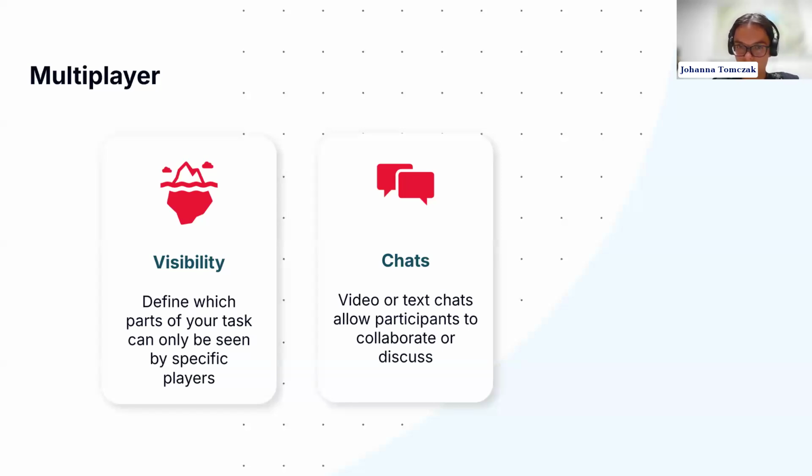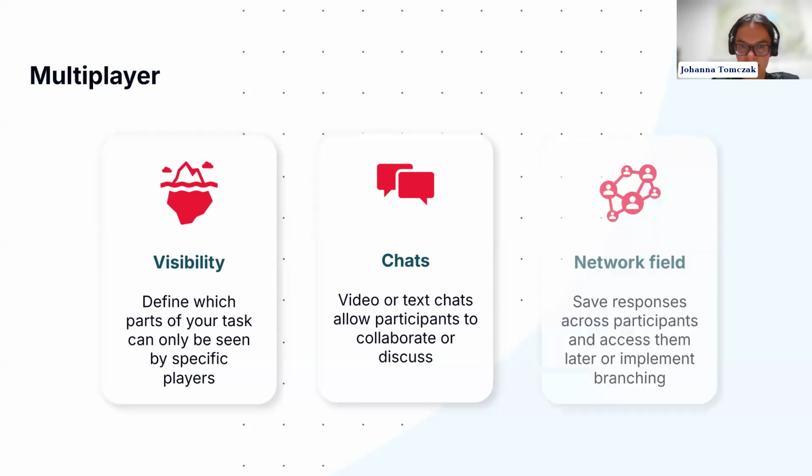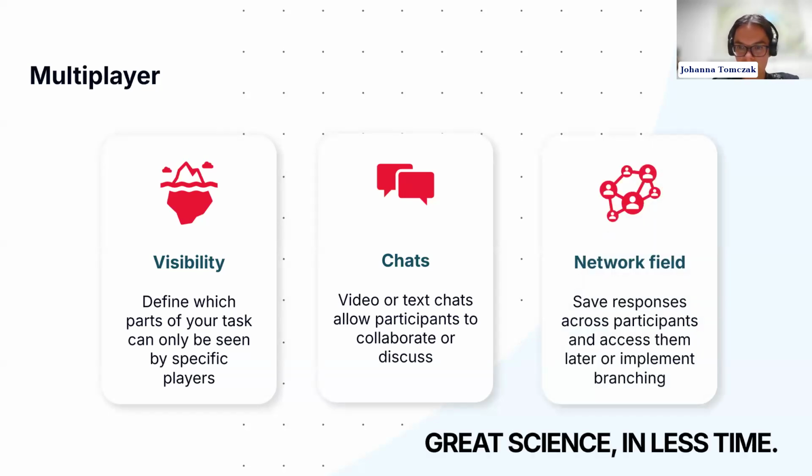And then we also have a network field, and this allows us to save responses from participants across all players and use them later in your study to display them back, or you could just save them in your data file so that you save a variable across all participants. You can also manage how participants are assigned into different groups in those experiments through matchmaking criteria. This is all managed in the experiment builder, where you lay out the study flow.